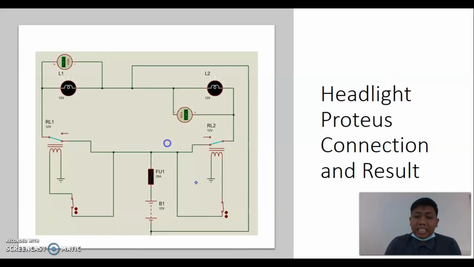So now we go to the headlamp Proteus connection result. So this is our sketch circuit in the Proteus connection. As you can see, we already drew the second lamp. We have 2 lamps for the headlamp Proteus circuit. So the result, as you can see, for lamp 1 is 11.7 and lamp 2 is 11.7 also. So the result is also the same. So this is our headlamp Proteus connection and the result.